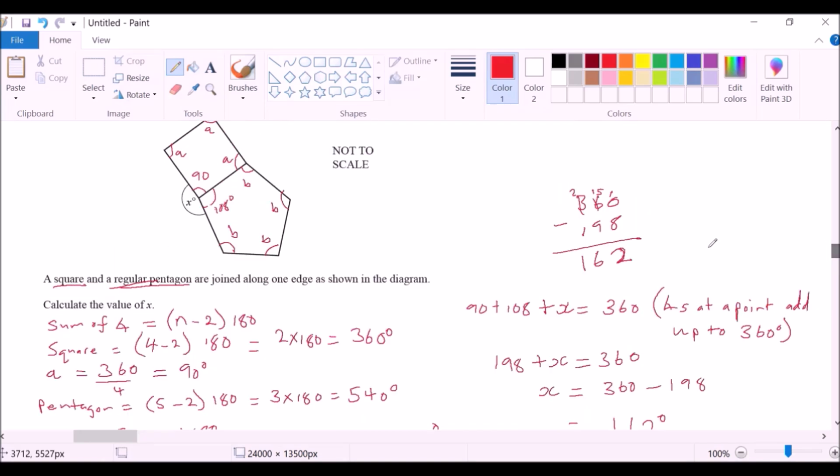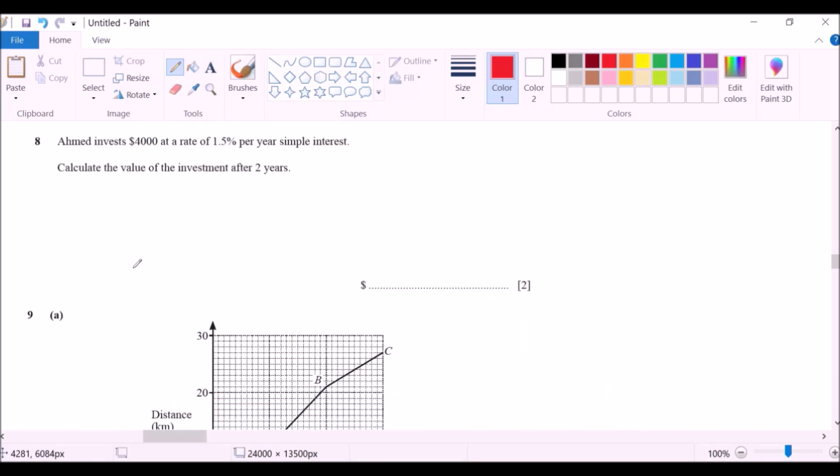So what we need to understand is the sum of angles in a polygon using the number of sides. Then to understand that in a regular polygon, all the angles are equal, so we divide by the number of sides to get the angle. Then angles at a point add up to 360 degrees. Then we can get x. Let's move on to number 8.